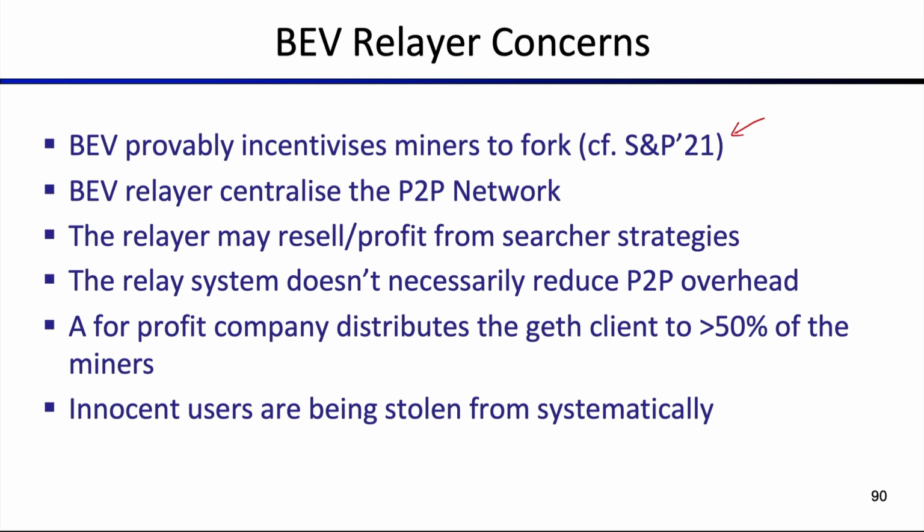We're seeing that the BEV relayer server centralizes the peer-to-peer network, right? We don't know what these relayers do. They may resell the profit from searcher strategies, or they may not actually reduce any peer-to-peer overhead, although I've seen this being advertised as one of the main reasons why BEV relayers are useful.